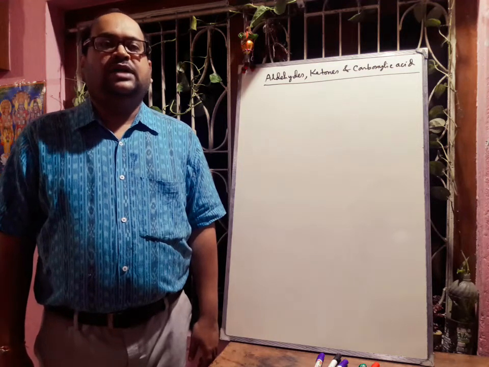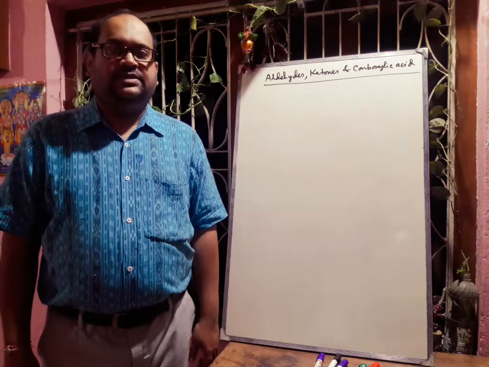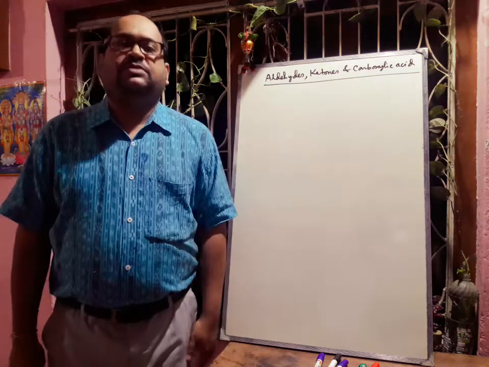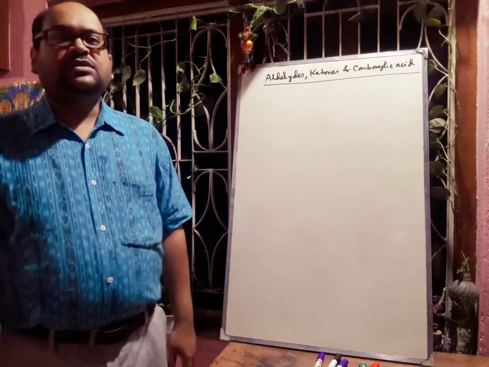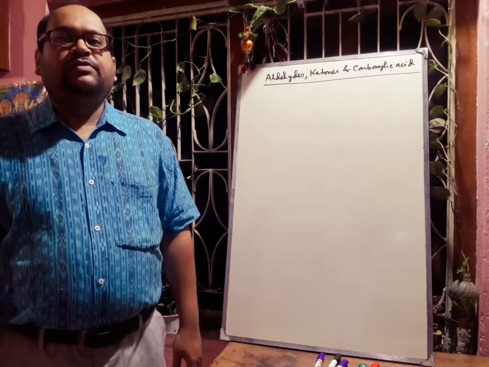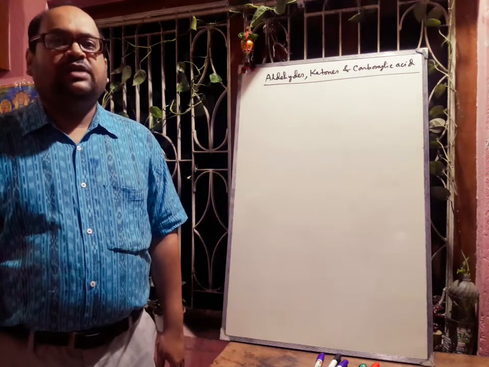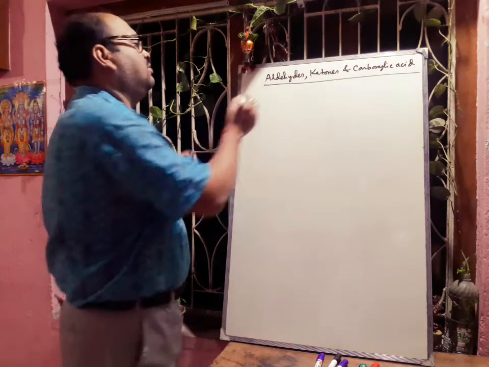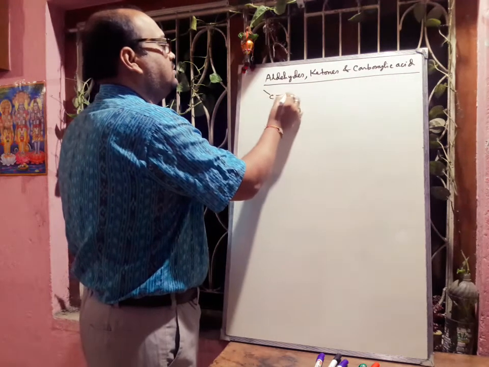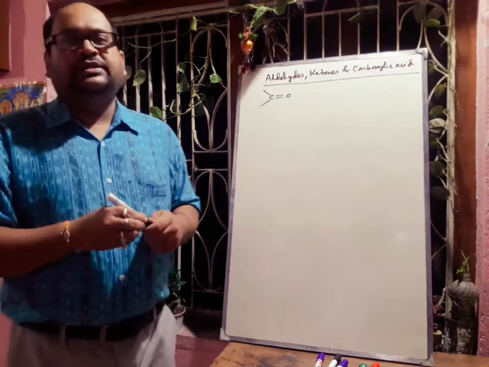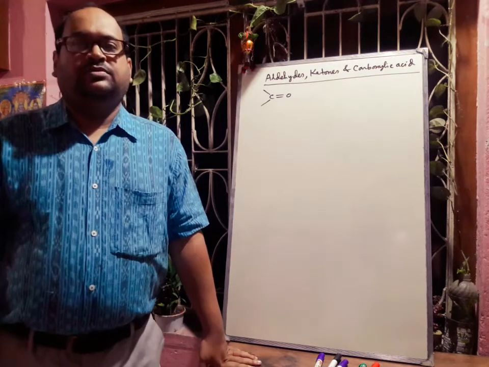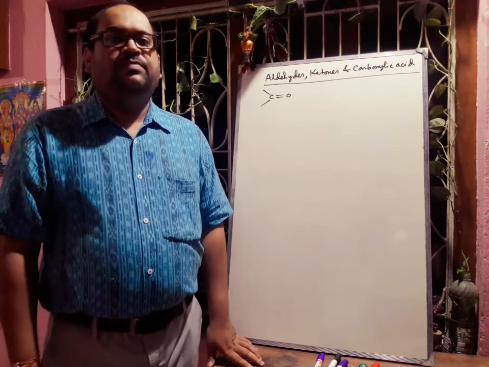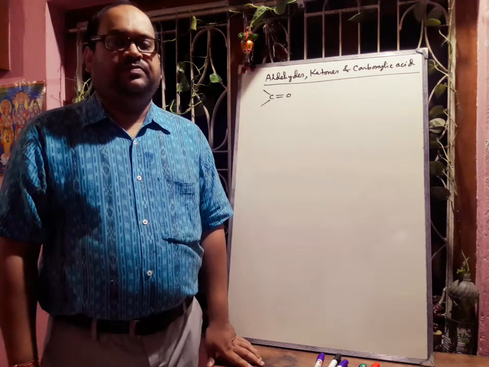Today I will start a new chapter of organic chemistry. The name of the chapter is aldehydes, ketones and carboxylic acids. In this chapter we will study the chemistry of organic compounds containing a carbon-oxygen double bond. This is a carbon-oxygen double bond, and this is called the carbonyl group, which is one of the most important functional groups in organic chemistry.